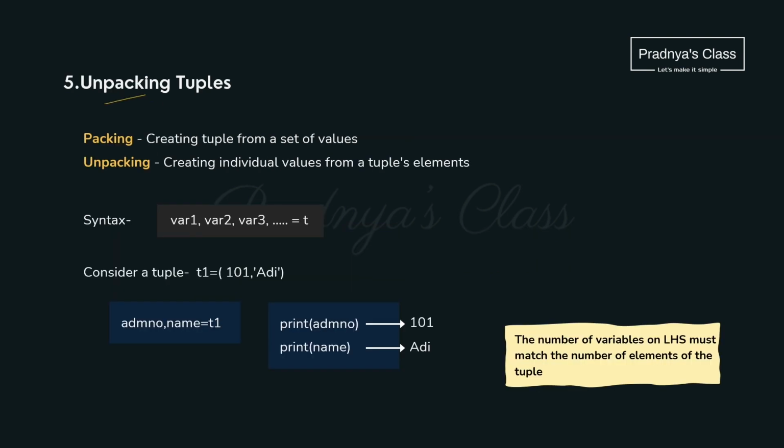Here is one new concept, that is unpacking. But what's packing? Packing means creating a tuple from a set of values. Then the reverse of it is unpacking. When we create individual values from tuple elements, it is called unpacking. Look at the syntax. Here is one tuple and here are the individual variables. Look at this simple example. Here is one tuple with two elements. That two elements of the tuple can be separated out into separate variables. When we are printing it, we are getting the individual elements of the tuple that got stored in different variables. One thing we should note down, when we are unpacking, the number of variables should be the same as the number of elements of the tuple.